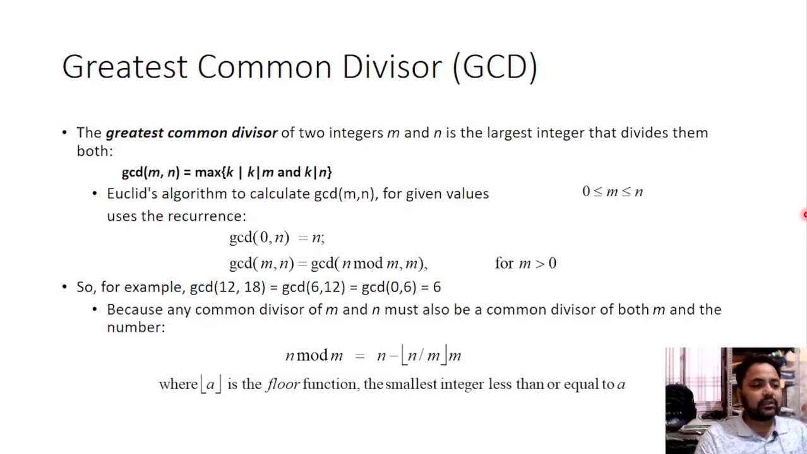Euclid's algorithm calculates the greatest common divisor of m and n for given values, where m is greater than or equal to 0 and less than or equal to n, using the recurrence: greatest common divisor of 0 and n equals n, and greatest common divisor of m and n equals greatest common divisor of n mod m and m for m greater than 0. So for example, greatest common divisor of 12 and 18 equals greatest common divisor of 6 and 12 equals greatest common divisor of 0 and 6, which is equal to 6.